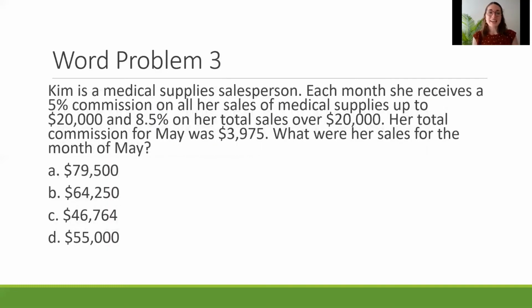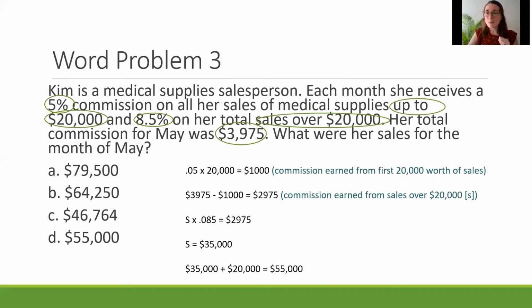Word problem 3 says, Kim is a medical supplies salesperson. Each month she receives a 5% commission on all her sales of medical supplies up to $20,000 and 8.5% on her total sales over $20,000. Her total commission for May was $3,975. What were her sales for the month of May? This one has a lot of information and it has a number of steps.